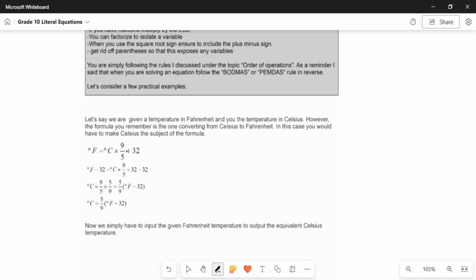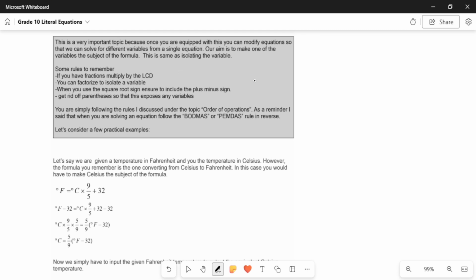So first we'll subtract 32 on both sides. So degrees Fahrenheit minus 32 is equal to degrees Celsius times 9 over 5. Then we multiply by 5 over 9 on both sides. So therefore we'll have degrees Celsius is equal to 5 over 9 in brackets degrees Fahrenheit minus 32. And that's how you convert there. Very, very simple idea. These are some of the rules that I talk about when working with literal equations. So let me explain each rule that you need to remember, and I'll put an example to it for you to understand what I am saying.